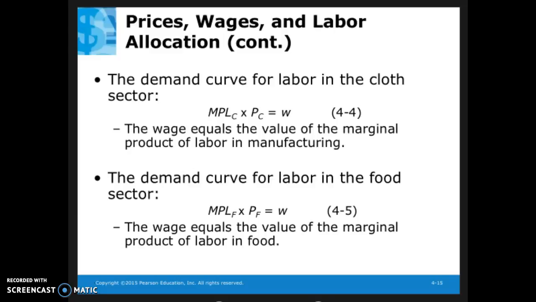The demand curve for labor in the food sector looks like below, equation 4-5, where the marginal product of labor in food times the price of food equals the wage.